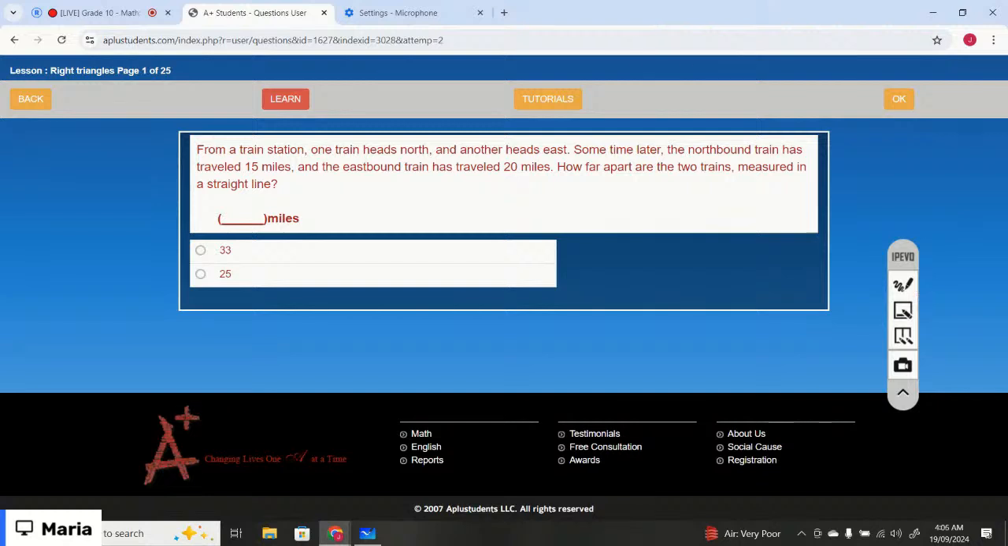From a train station, one train heads north and the other train heads east. Sometime later, the northbound train has traveled 15 miles and the eastbound train has traveled 20 miles. How far apart are these two trains measured in a straight line? Okay, so basically we have to solve a right angle triangle.